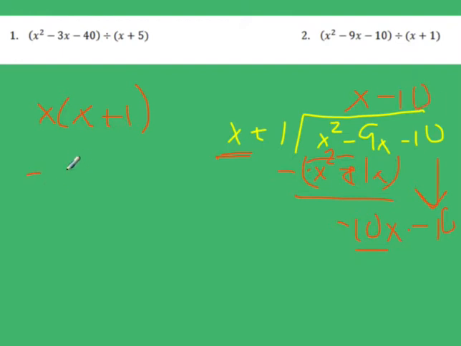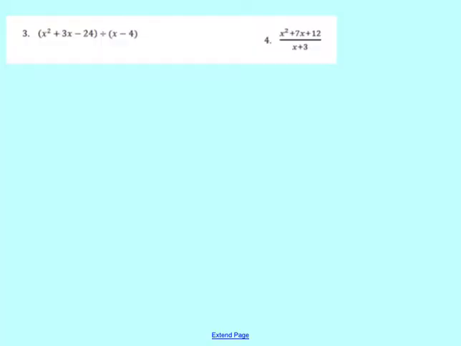So I'm taking negative 10 and I'm multiplying it times x plus 1. So we're going to take that negative 10 and distribute it back in. So then I get negative 10x minus 10. Now again, that's being subtracted, so I'm going to change the signs of everything, and I end up getting a remainder of 0. So that means I'm going to go to the top, and my final answer is x minus 10.